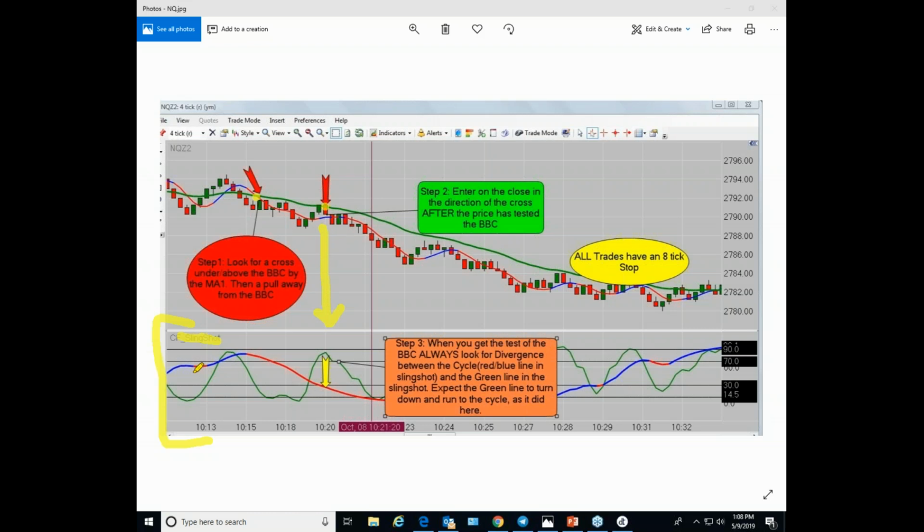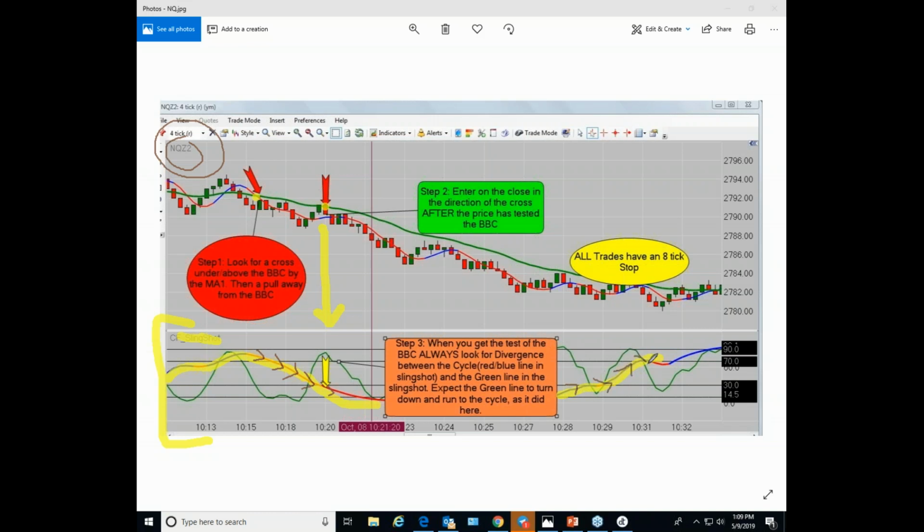And some buzzwords here. The red and blue line is referred to as the cycle. And what the cycle is telling us is this. The cycle being red and having a good slope to it to the downside, it's saying, look, the NASDAQ on a 4-tick range chart has some bearish momentum. That's what this is telling us. Over here, the cycle is blue. So what this is telling us is the market has bullish momentum.